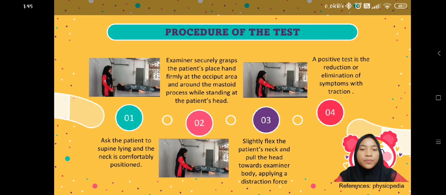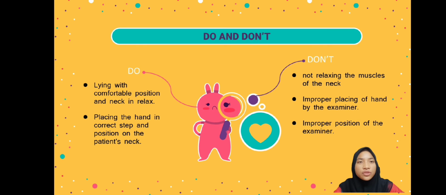Slightly flex the patient's neck and pull the head toward the examiner's body. Apply the distraction force. A positive test is the reduction or elimination of symptoms with traction. The do's and don'ts during this test: do have the patient lying in a comfortable position with the neck relaxed.